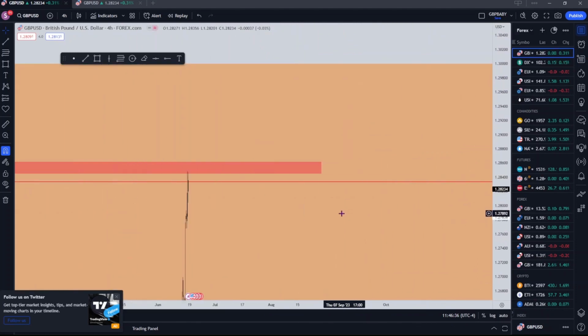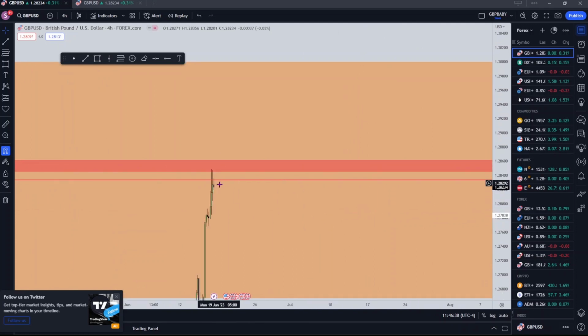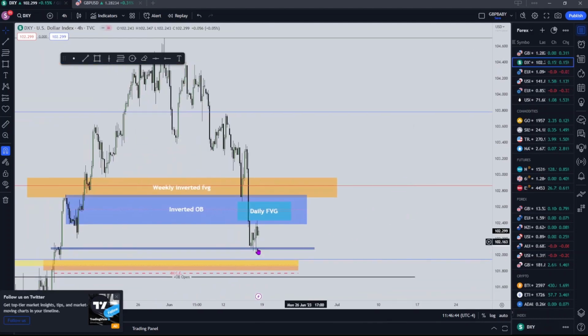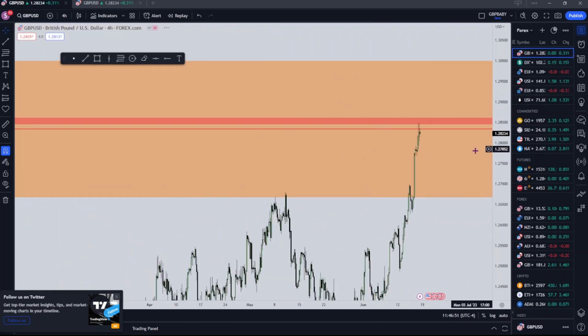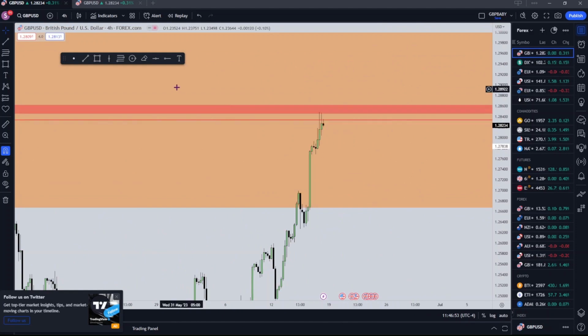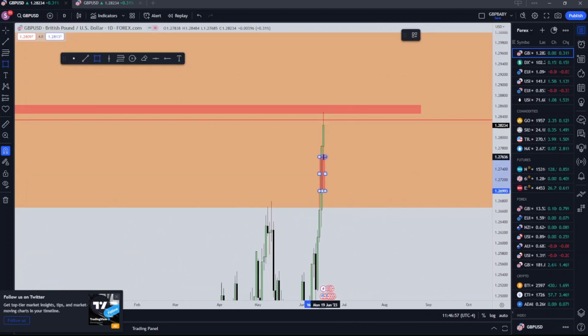Now, as you can see, we have already wicked into it, but I'm expecting price to want to completely trade into that. As price is trading into this, that's when I'd like to be seeing dollar pushing lower into this fair value gap. After that, I think pretty much the target for price would definitely be trading back into this massive daily fair value gap that was created on the way up.